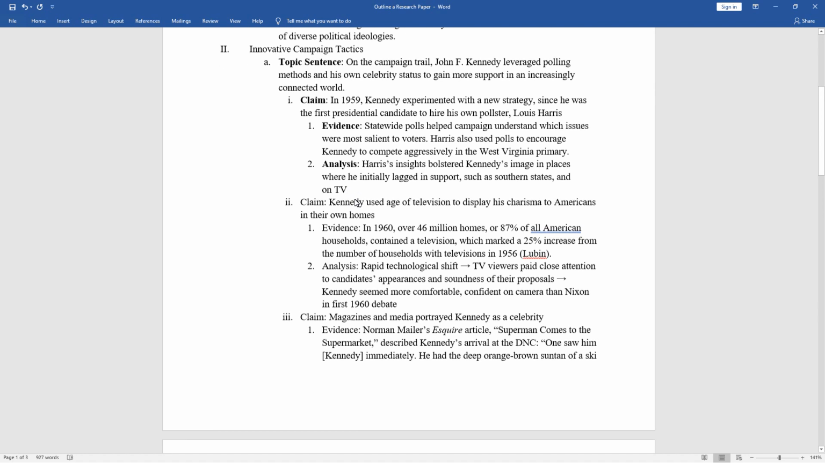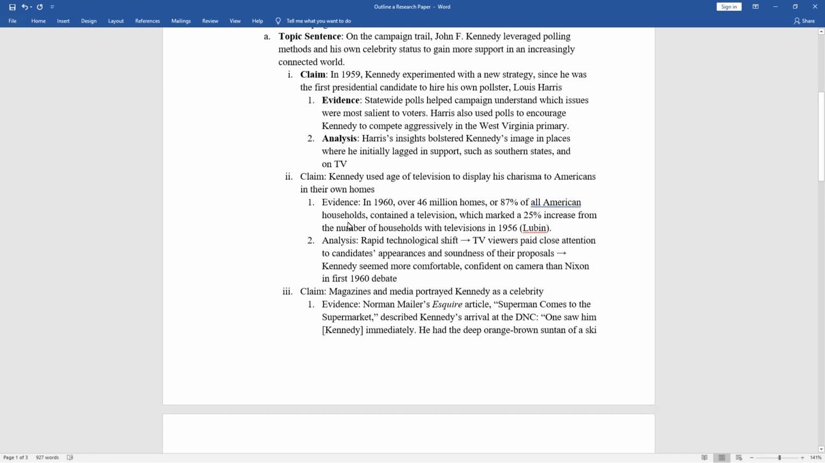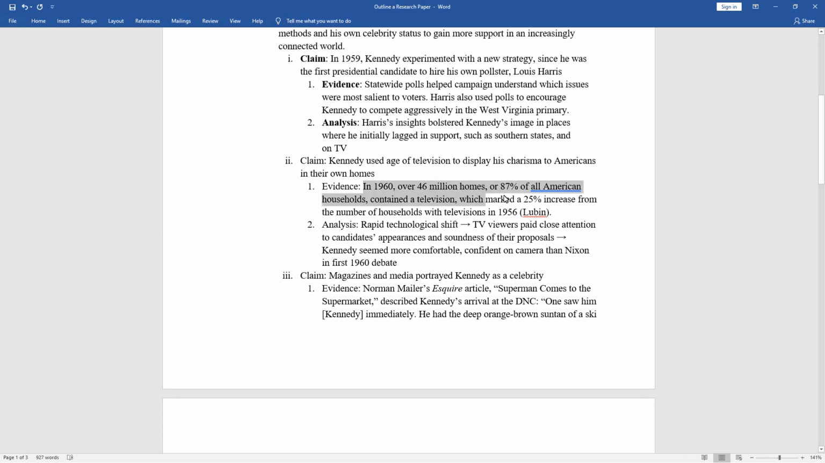Under my evidence part, I sometimes include statistics, and you can see that in this statistic here, I've included the name of the author in parentheses where this source came from, where this statistic came from. I actually used footnotes to cite my sources in my paper, but I just included the author's name so that I knew that I would have to include a footnote when I referenced this statistic.